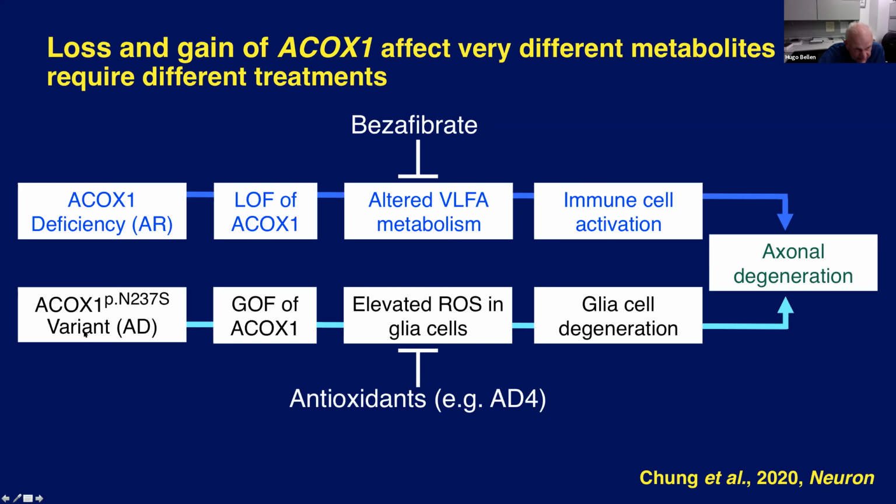In the variant that was identified in the patient, we showed that it was a gain of function mutation. And this gain of function leads to very elevated levels of H2O2 production and elevated levels of reactive oxygen species in the glial cells. And this also leads to glial cell degeneration for a very different reason than here. And an antioxidant, AD4 or N-acetylcysteinamide, is a very potent suppressor of this gain of function mutation.